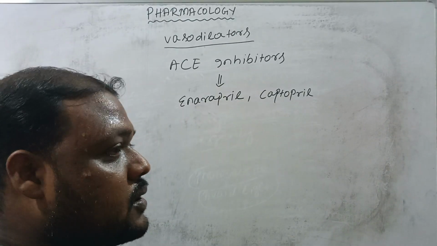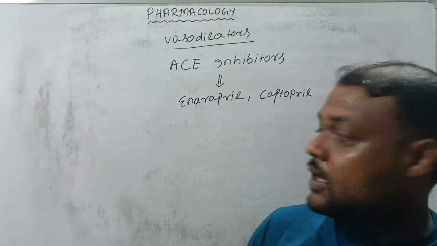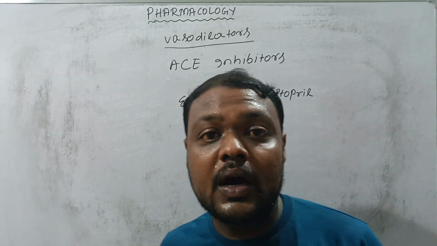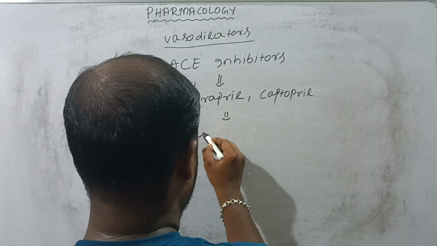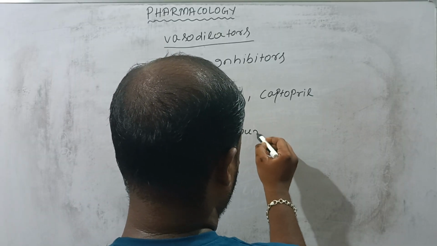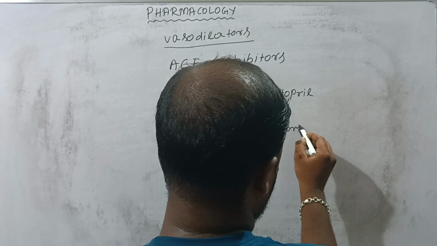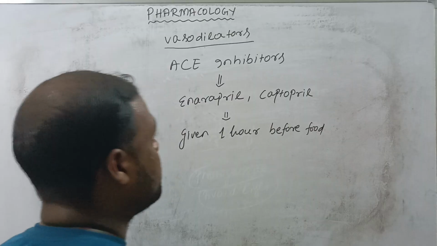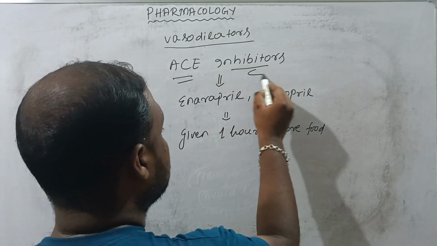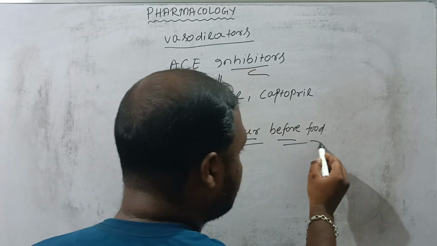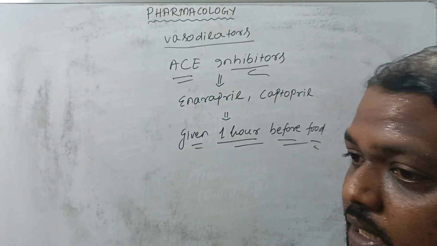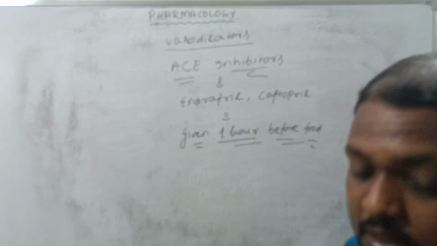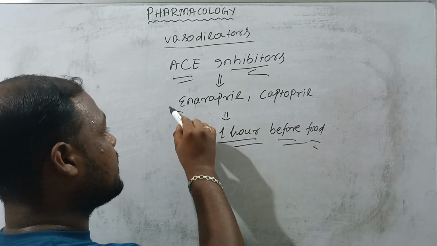The ACE inhibitor drugs, enalapril or captopril, should be given 1 hour before food. Especially, they should be given in the morning time. That is the preferred time to give them. That is enalapril and captopril.